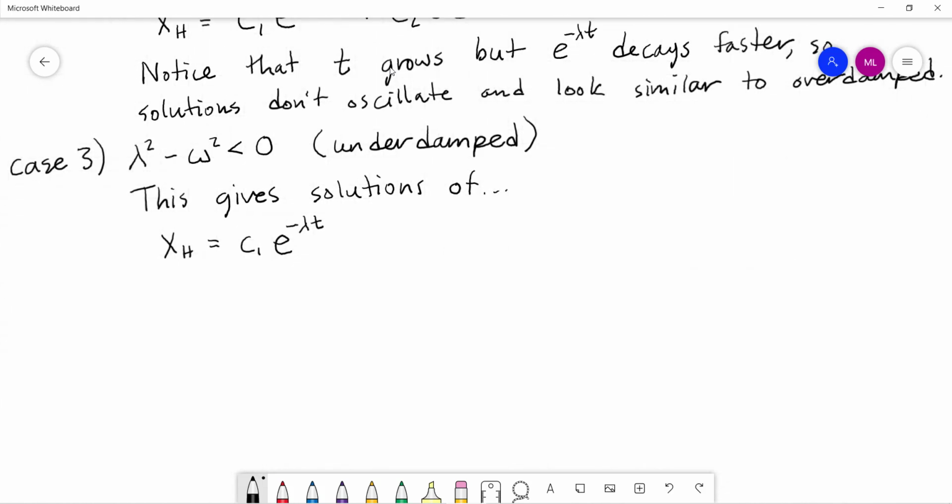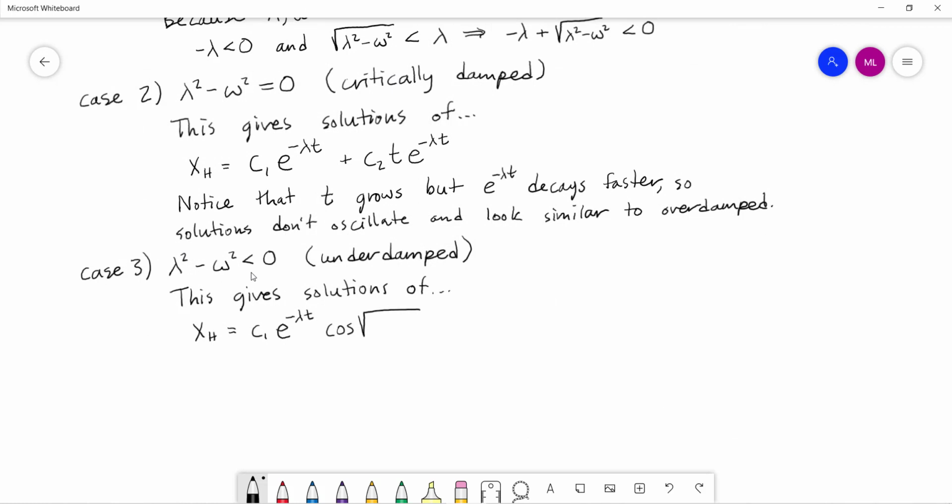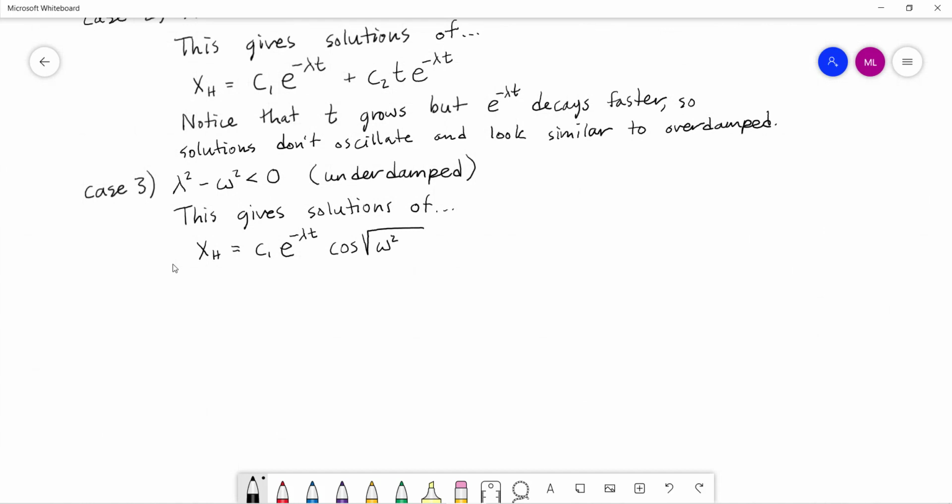So this will give us c1 e to the negative lambda t times a cosine of the square root of, let me get this correct here. Let me make sure I don't screw this up. This is now negative, so I need the version to be positive. So omega squared minus lambda squared. There we go, times t. And the second part, as you'll recall, looks like the same thing, but with a sine function instead of, again, omega squared minus lambda squared times our t.